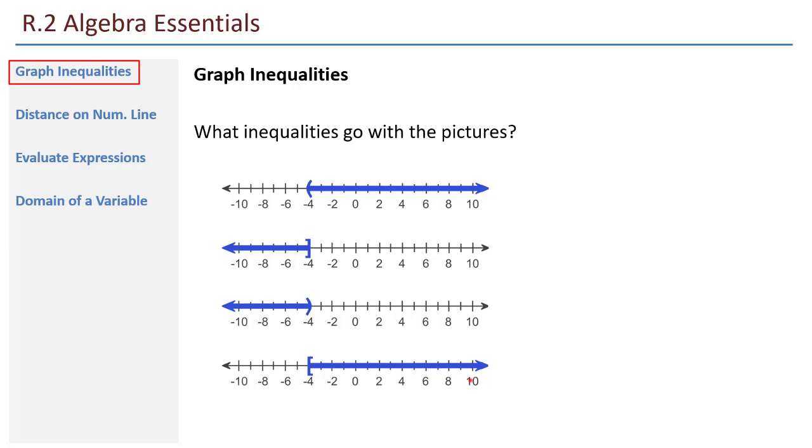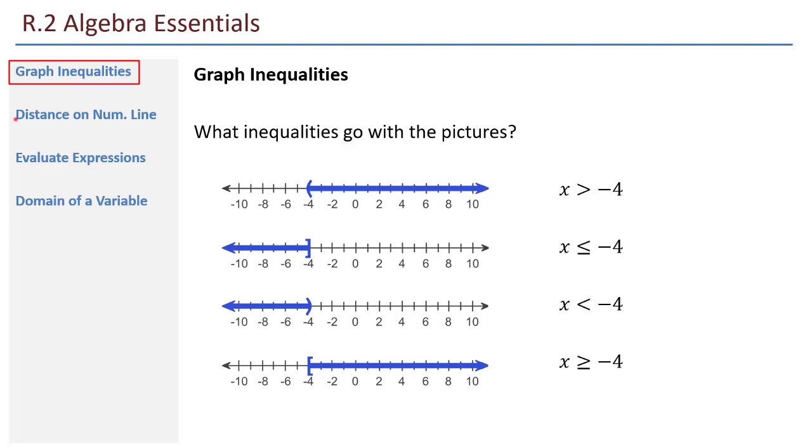Let's take a look. All right, first picture. X is strictly greater than -4. How about the second one? X is less than or equal to -4. The third, X is less than -4, strictly less than. And in the last example, X is greater than or equal to -4.